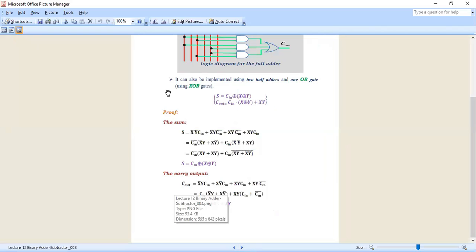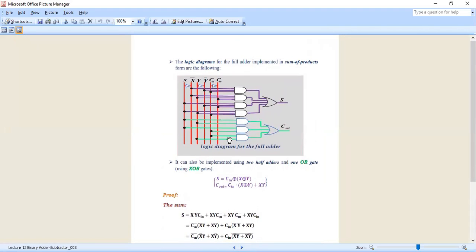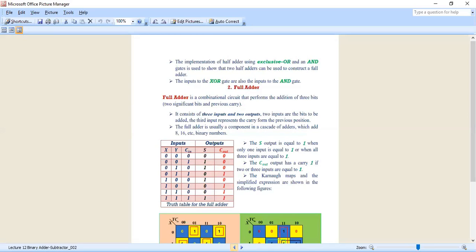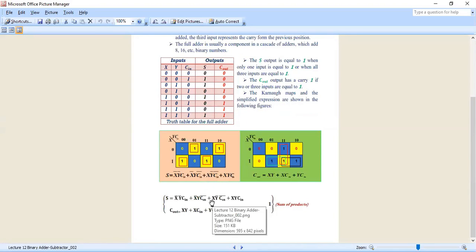So the logic diagram for that, using sum of product implementation, whatever K map solution you get, you have to construct the logic circuit diagram. So logic circuit diagram for full adder, logic circuit diagram for full adder. So here in previous expression, if we take it.